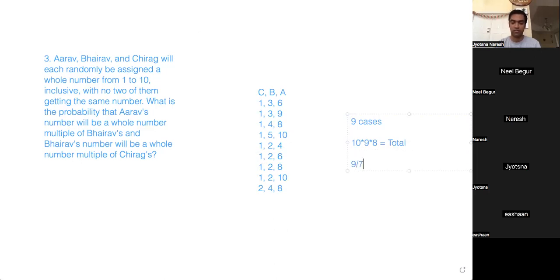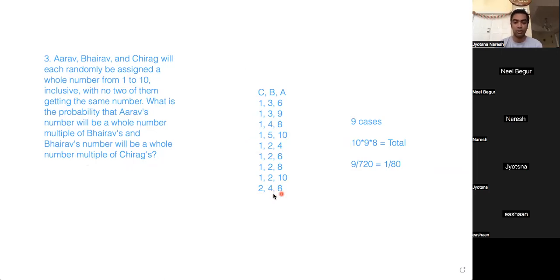Good. Yep, that's exactly right. I think this is the best way of approaching this, given that we want Aarav's number to be a multiple of Bhairav's and Bhairav's to be a multiple of Chirag's. We do need to do this kind of casework or listing out to see what the possibilities are. At least when C is larger than 1, it becomes much more limited, right? If C is 2, to have a multiple of 2, we need a 4 as B, and a multiple of 4 being 8 for A.